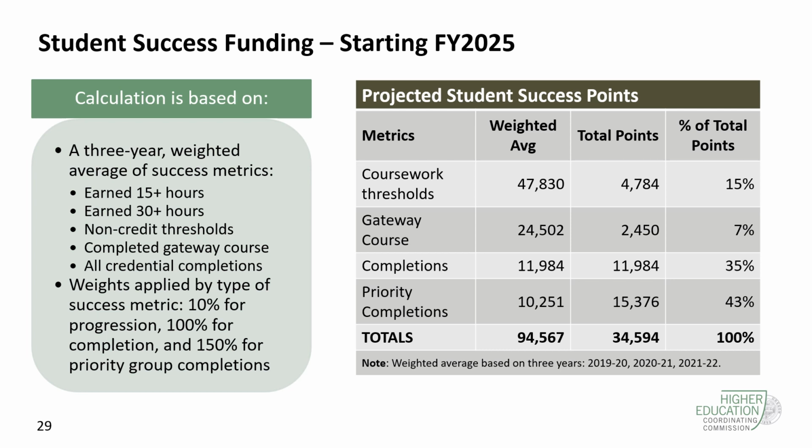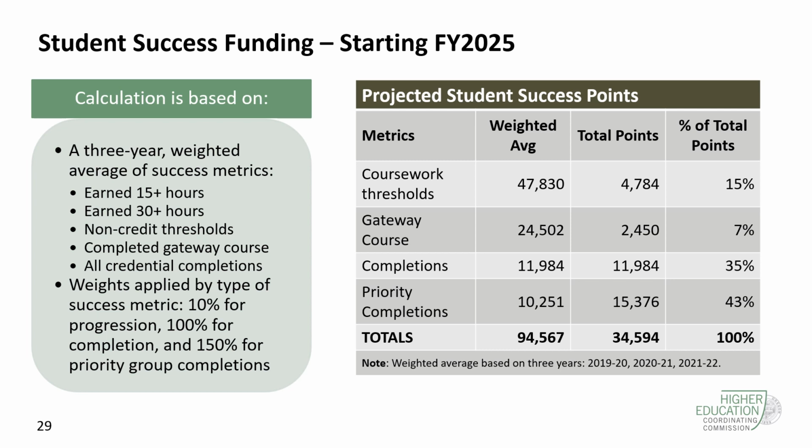For priority completions, this is the completions earned by students who identify as one of those 4 priority populations. So there were 10,251 completions for priority students in the last 3 years. So we multiply that by 1.5 because we're adding a 50% weight for that. So that translates, that 10,251 completions translates to 15,376 points.